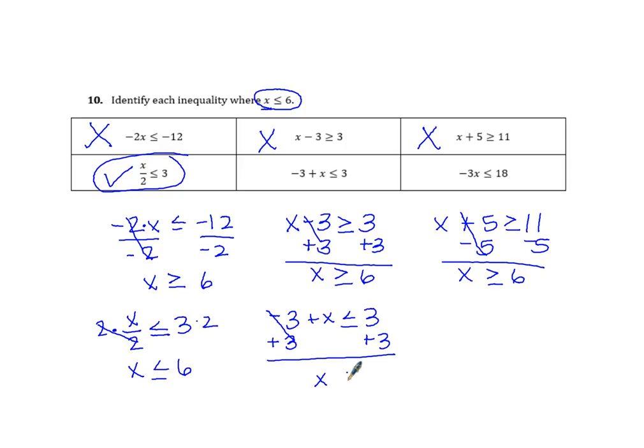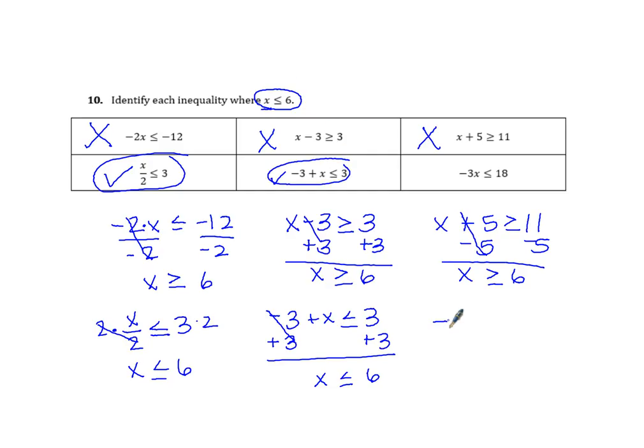It comes down by itself. This less than or equal to comes down as well, and 3 plus 3 is 6. We're not flipping our inequality because all we did was add, so this one looks good as well. It matches what our question was asking us to find.